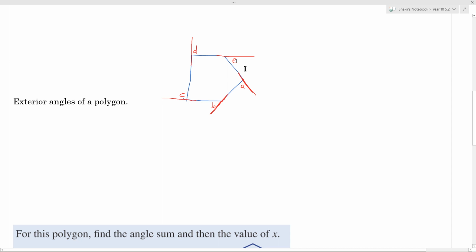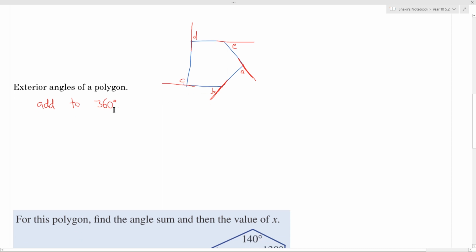The exterior angles of a polygon add to 360 degrees. Could be any polygon, doesn't matter. Triangle, square, pentagon, hexagon, they all add up to 360 degrees. So keeping the above in mind, let's do some worked examples.